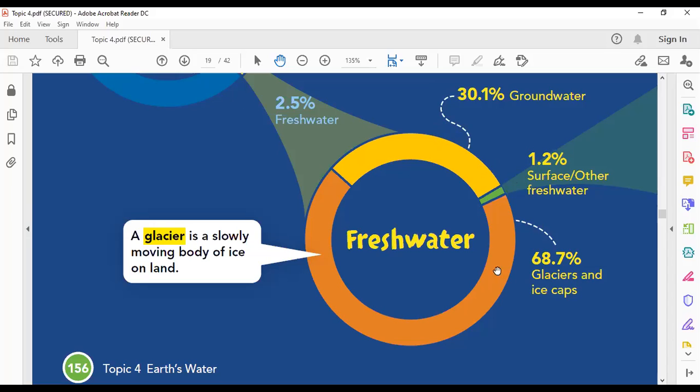Notice that the water in the glaciers, yes, it is fresh, but it is frozen, so it is not available for us. Also, groundwater, 30%, is under the ground. It is difficult. We can get it, but it is difficult.